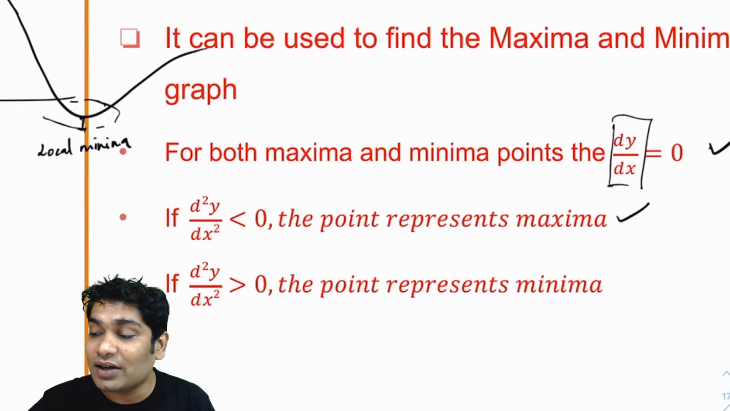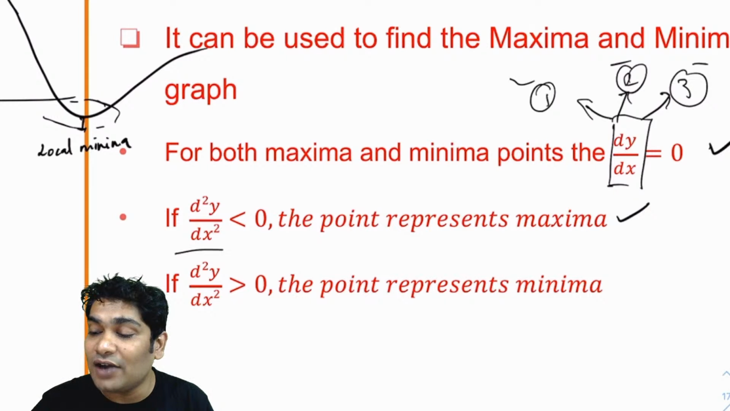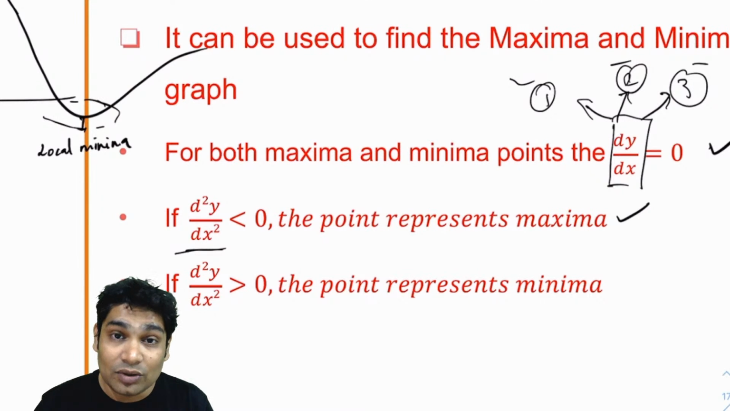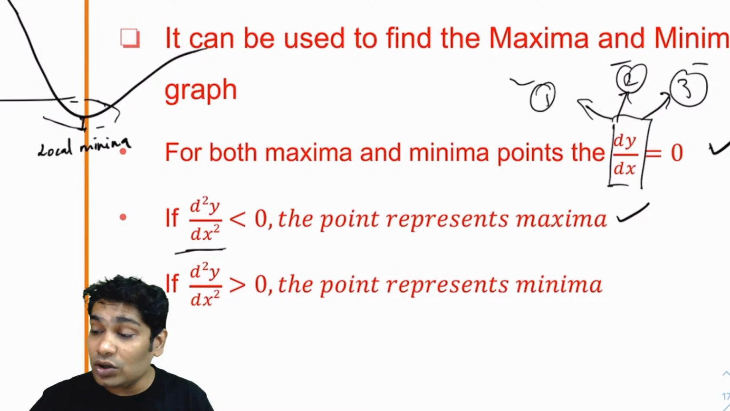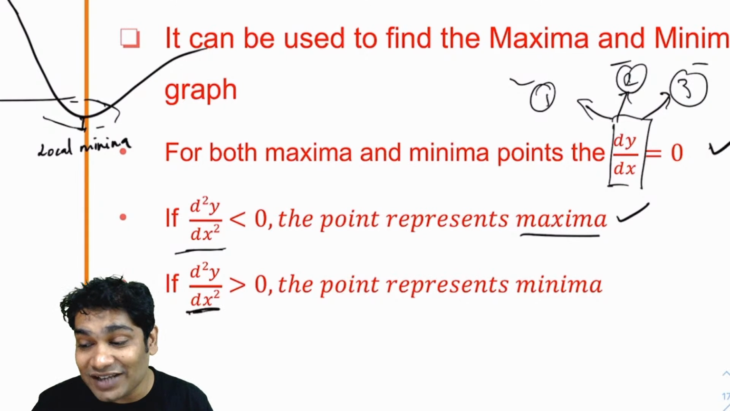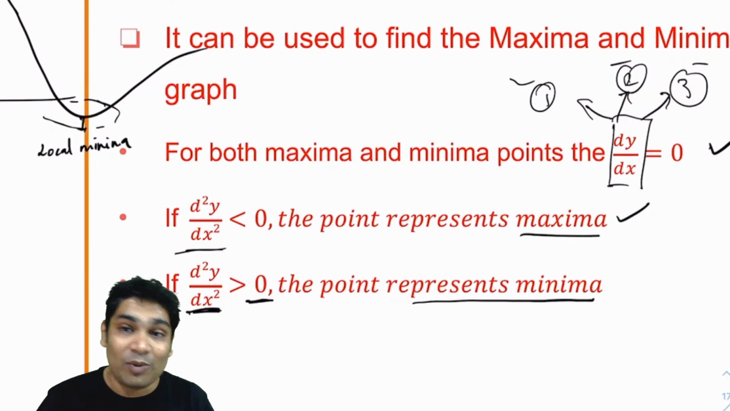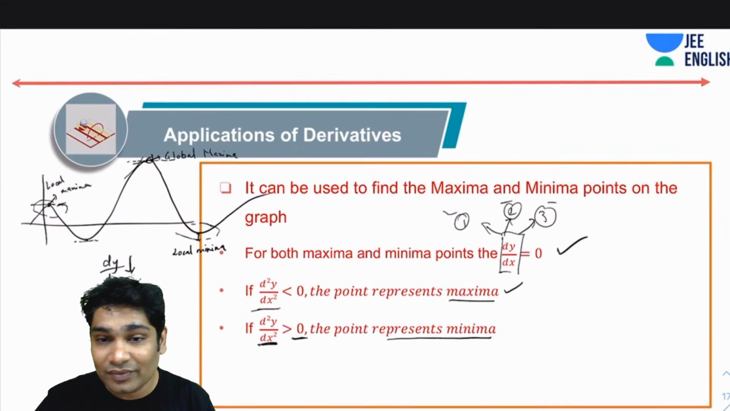Okay, so if your d2y by dx2 is negative, then that means the point that you found, you may have found multiple points, right? So let's say you found point 1, point 2 and point 3 as answers. For any of these points, you will check the value of d2y by dx2. For whatever points the value of d2y by dx2 is negative, those will represent the maximum points. Similarly, whatever points have d2y by dx2 as positive will represent the minima points. Alright, so remember this.